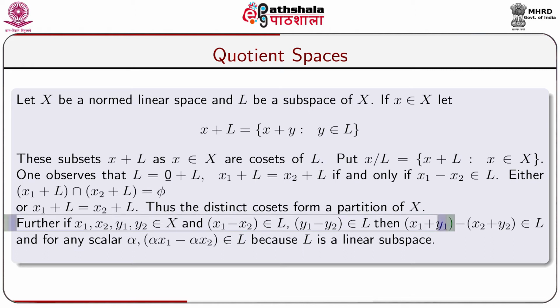Further, if x 1, x 2, y 1, y 2 belong to capital X, and x 1 minus x 2 belongs to capital L, y 1 minus y 2 belongs to capital L, then x 1 plus y 1 minus x 2 plus y 2 belongs to capital L. And for any scalar alpha, alpha into x 1 minus x 2 belongs to capital L. That means, alpha x 1 minus alpha x 2 belongs to capital L, because L is a linear subspace of capital X.